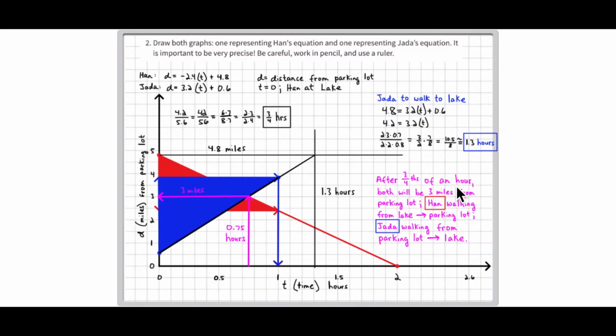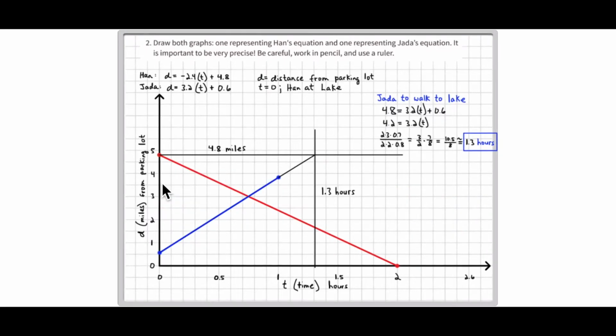So after 3/4 of an hour, both will be 3 miles from the parking lot, Han walking from the lake to the parking lot, and Jada walking from the parking lot to the lake. That is the only time in which they're the same distance from the parking lot at the same time. Now go back to here just for a second.